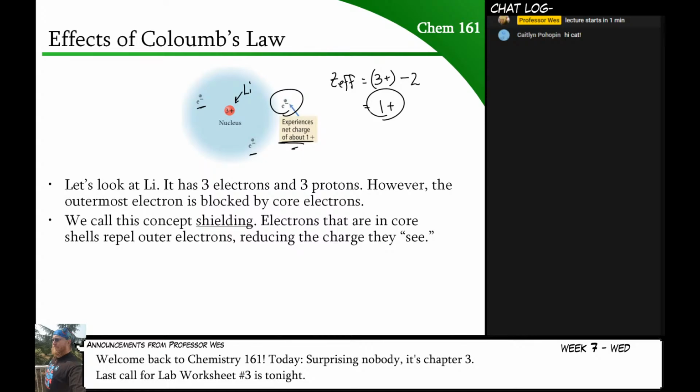And so the electrons that are closer to the nucleus, in other words, all the core electrons, engage an effect that we call shielding. You might also hear this called screening. Core electrons screen or shield the nucleus from outside electrons.